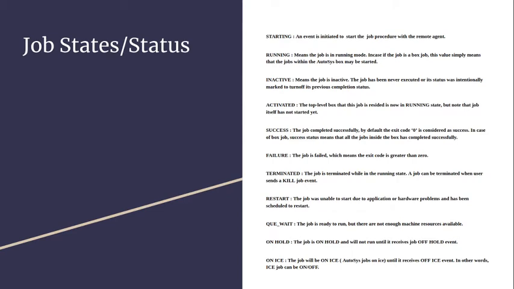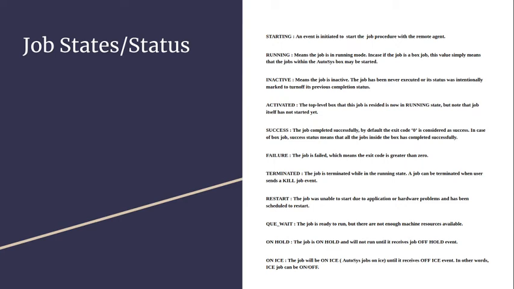So what are the job states, or you can say what are the statuses of a job. An Autosys job can have these states. Number one is starting. An Autosys job has the starting state when an event is initiated to start the job procedure with the remote agent. And the next state is running state. So running state means a job is in running mode.